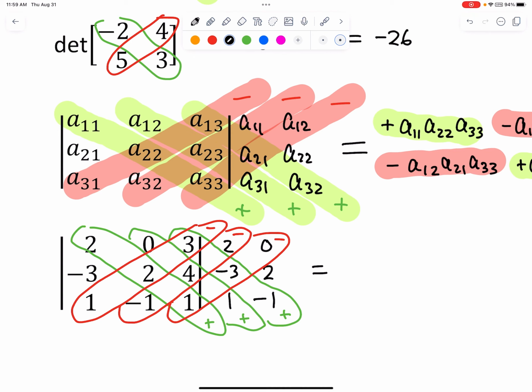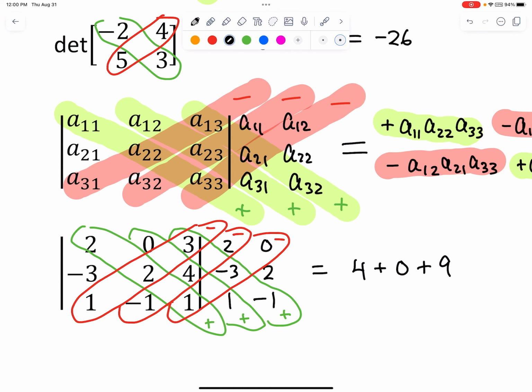Let's do the 3 greens first. We have 2 times 2 times 1. That's going to be 4, and keep the sign, so 4. We have 0 times 4 times 1. That's just going to be 0, so we get a 0 involved. We have 3 times negative 3 times negative 1. That's going to be positive 9, and keep the sign.